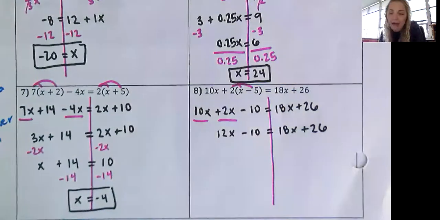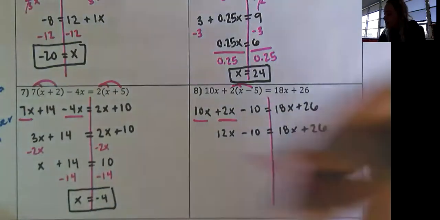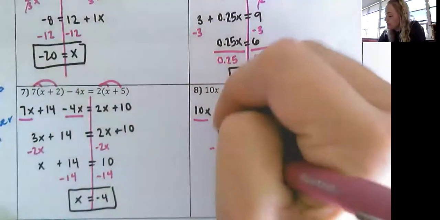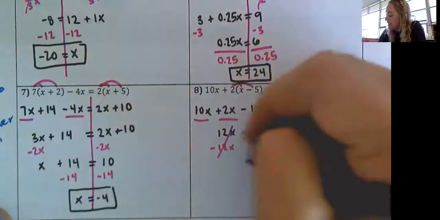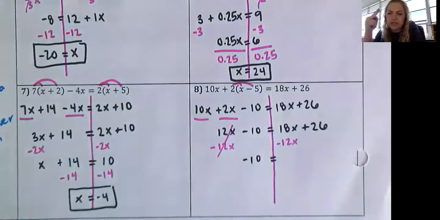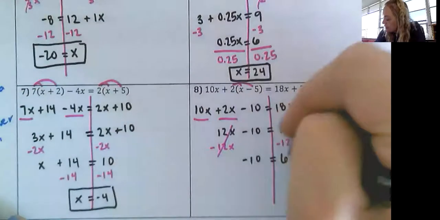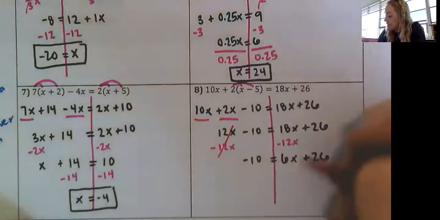Would I rather get rid of 12x or 18x? I'm going to go with the 12x because it is smaller. Minus 12x, minus 12x. Over here, these are gone. I have negative 10 equals 18 minus 12, which is 6x plus 26.